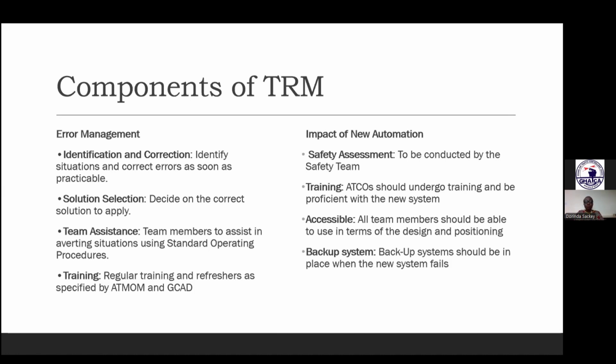Team assistance should be requested using standard operating procedures, and also regular training and refreshers as specified in the ATMOM and GCAD.